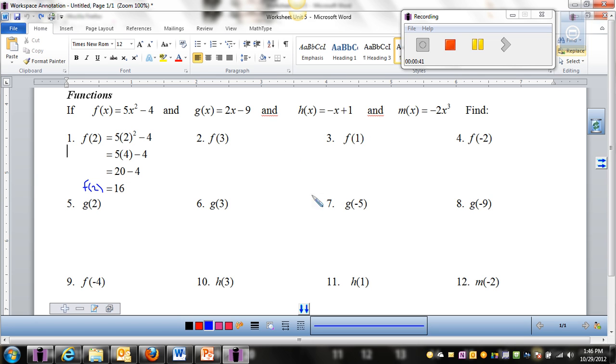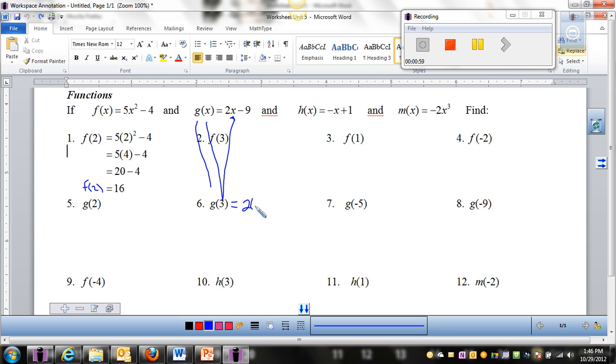Let's try another example. Let's try number 6 here, G of 3. So that means in the G equation, that's right here, I'm going to plug in 3 in for the x. See the difference? See how the G is the same, but just the 3 is in place of the x? So we're going to put the 3 in place of that x right there.